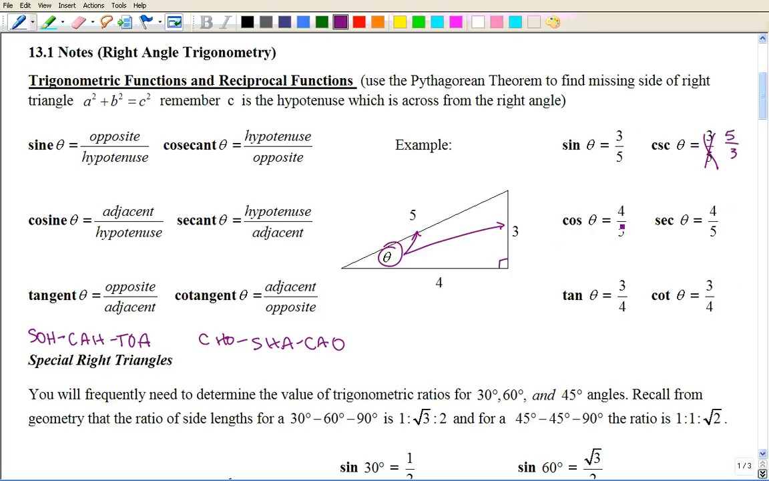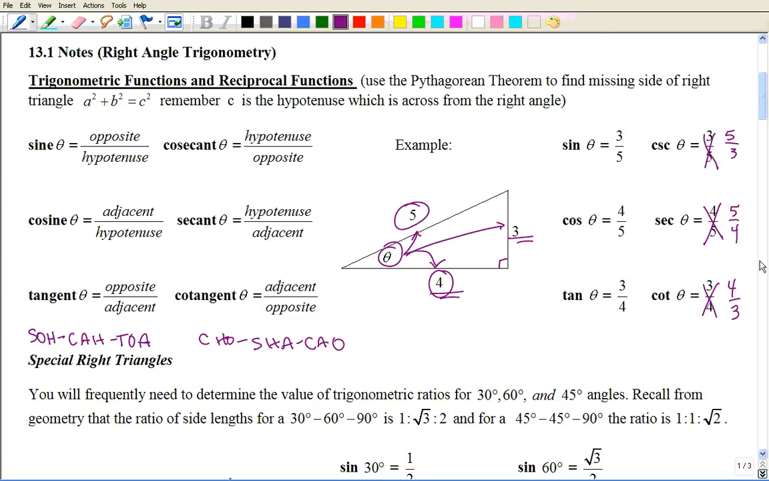Okay. Cosine. So cosine is adjacent over the hypotenuse. We'll have 4 over 5, which means secant will be 5 over 4. And then tangent will be opposite. So here, opposite of theta is 3 over adjacent, which is 4. So we have 3 divided by 4. So then cotangent would be 4 over 3. So sorry about those mistakes, but make sure you have those written down for your corrections.